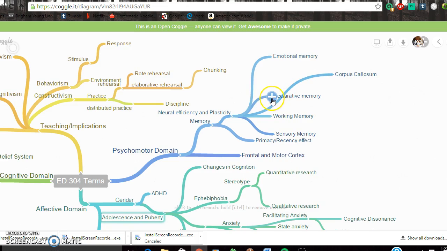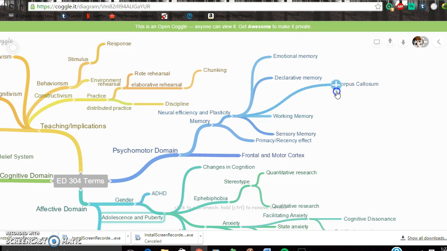So we've got emotional memory, declarative memory, working memory, and sensory memory. And all of these memories, or all of these functions, are how we remember things, and they each serve different purposes. The corpus callosum has to do with how each side of our brain communicates with each other, and that can actually aid in memory.